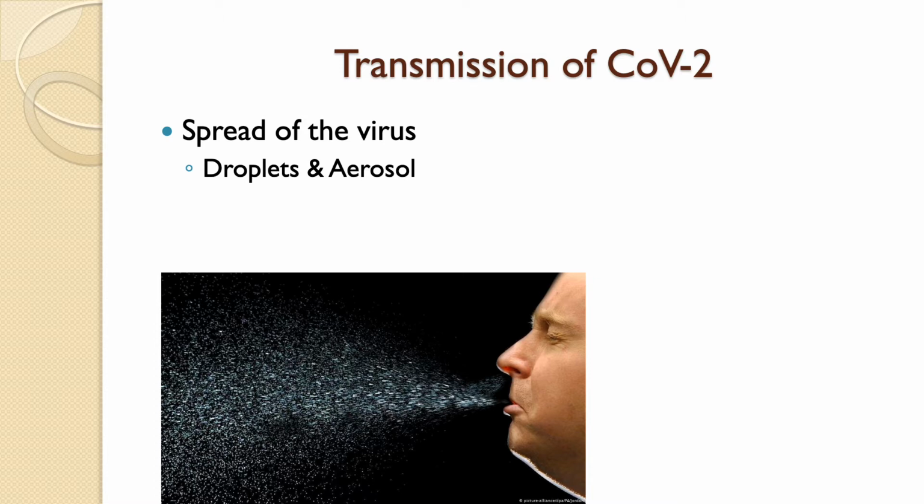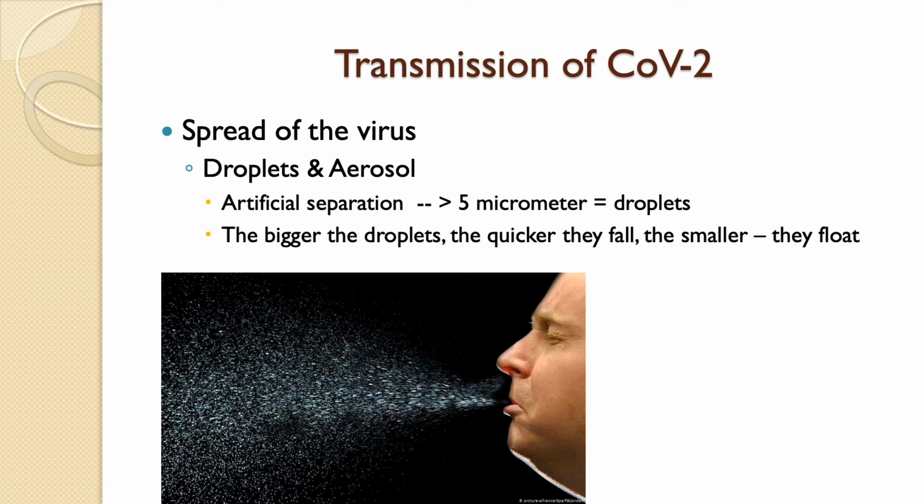The spread of the virus takes place via droplets and aerosols. And there has been a huge confusion about this, and that is related to the fact that there is a very artificial separation. If the droplets are smaller than 5 micrometer, they are called aerosol, and if they are bigger, they are called droplets. And this is, of course, a very artificial separation. There will be not very much difference between a droplet of 4.9 micrometers versus 5.1.